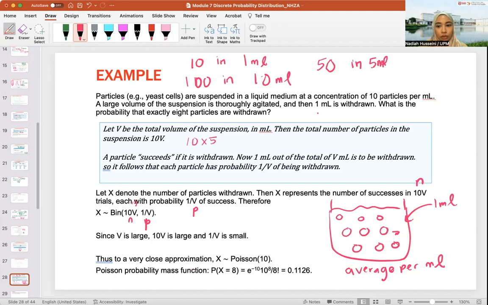So if I wanted to know what is the probability that exactly 8 particles are withdrawn from a total volume, let's say 100 in 10 mil, I want to know what is the probability of taking 8 particles. So I'm choosing 8 out of the total volume, right? So since V is very large, 10V is large and 1 over V is small. So the probability of X equals 8 is this guy. Let me try to repeat the explanation again.